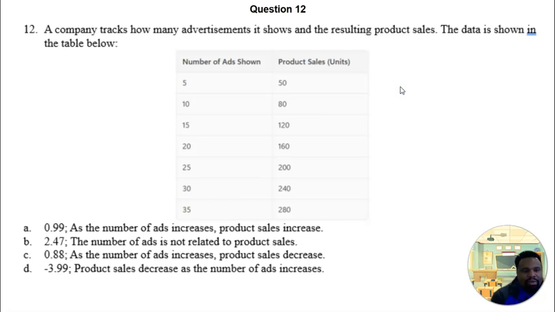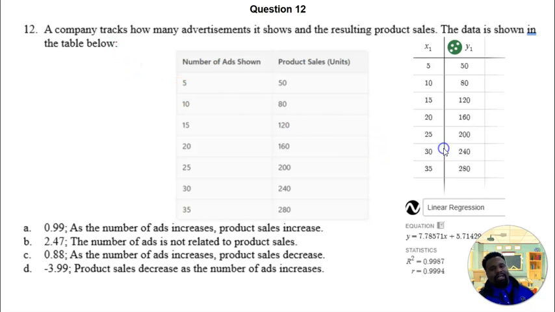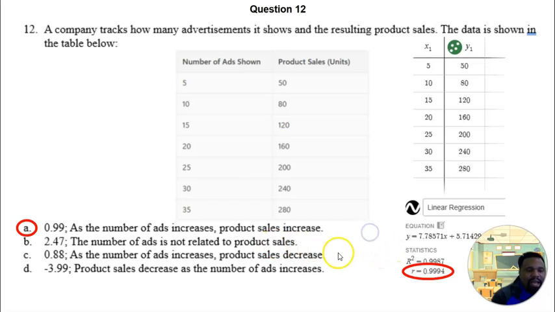Let's look at number 12. We're trying to see the correlation coefficient and what it represents. And so let's take a look at this here. We put this in our Desmos and we create our regression. All right. We see our equation right here. Well, not our equation. We're looking at our lowercase r, which is 0.99. So we can say that 0.99 is our correlation coefficient, which is strong positive. So what that tells us is as the number of ads increases, the product sales increase. You're looking at A.